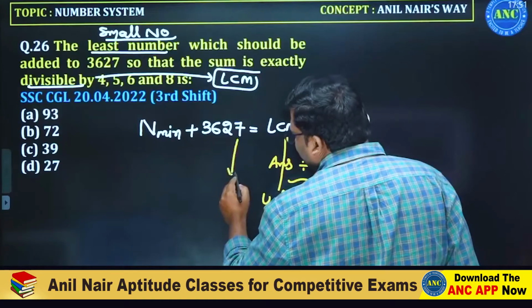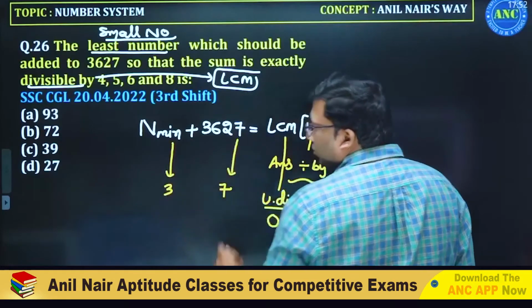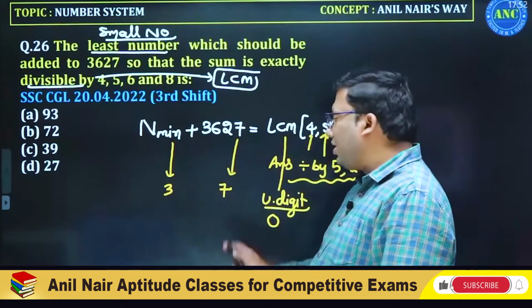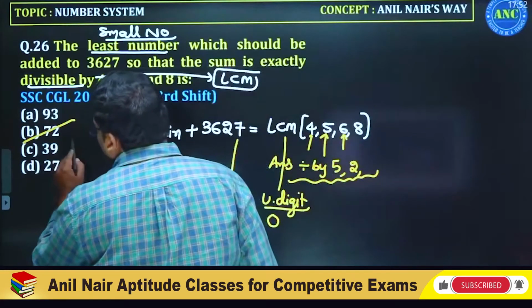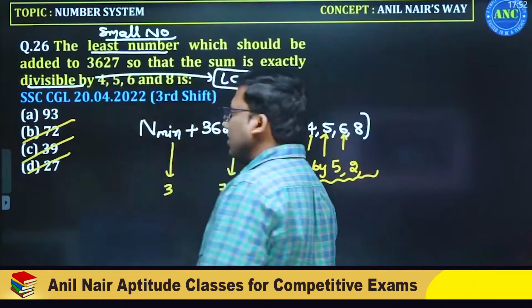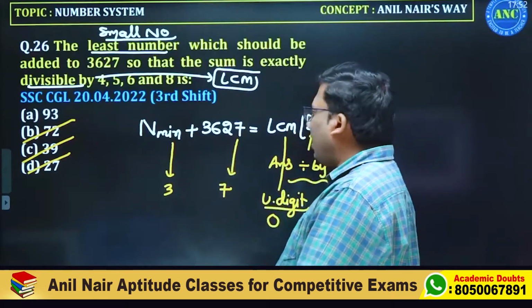Here the left hand side unit digit is 7, so the added number's unit digit should be 3, because 7 plus 3 is 10. The answer's unit digit has to be 3. So 72, 39 and 27 are all eliminated.